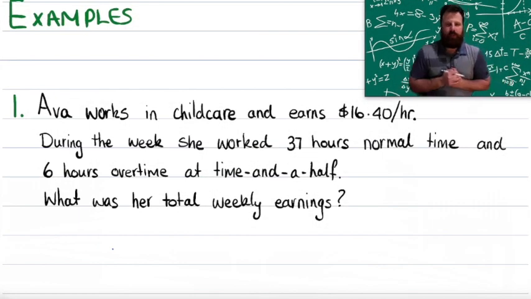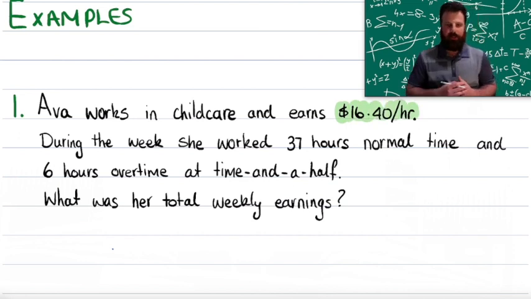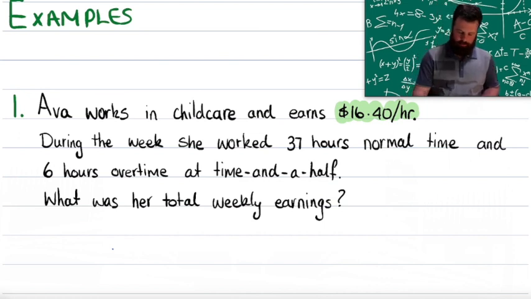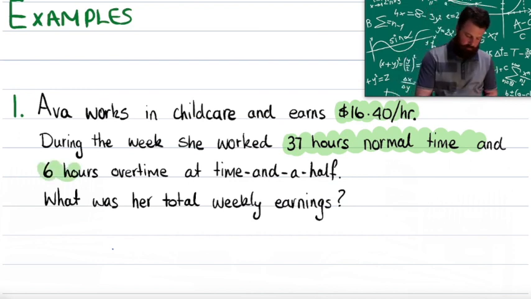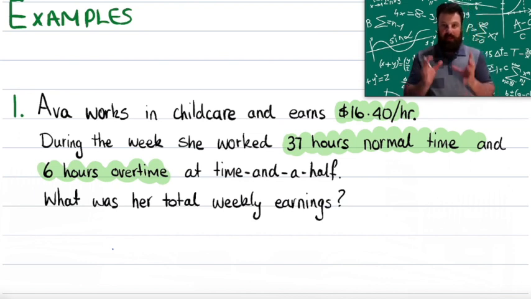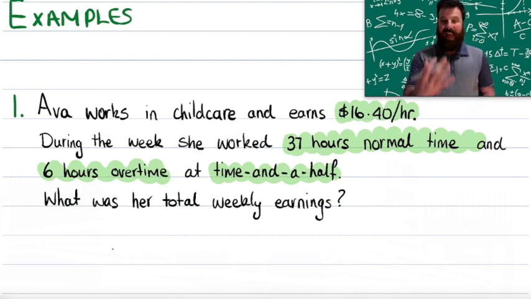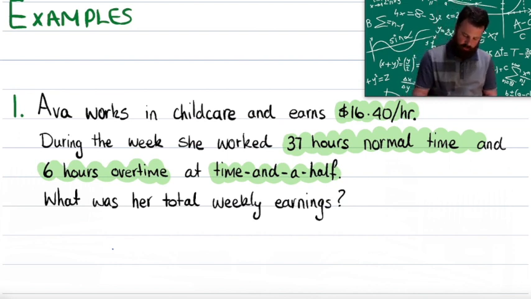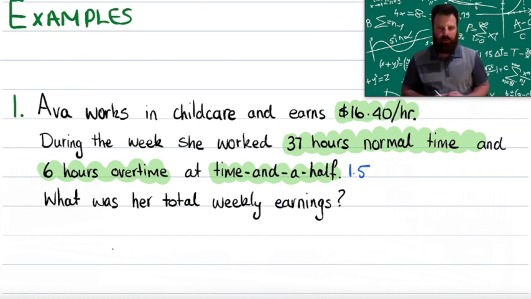All right, some examples. Ava works in childcare and earns $16.40 an hour. That's going to be important. During the week, she worked 37 hours normal time, and then she worked 6 hours overtime. And then there's that phrase, time and a half. That tells me how I'm going to calculate her overtime, and remember, when we see time and a half, we're thinking about that number, 1.5.